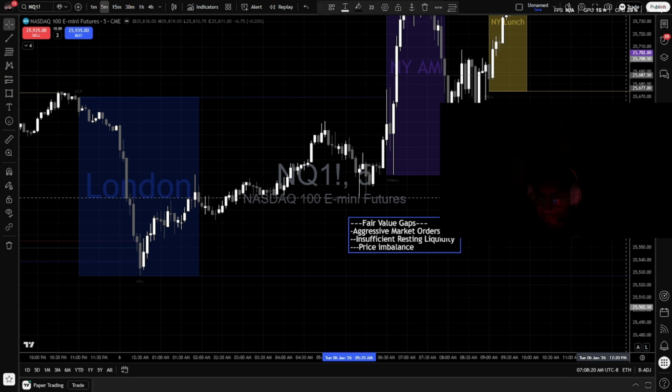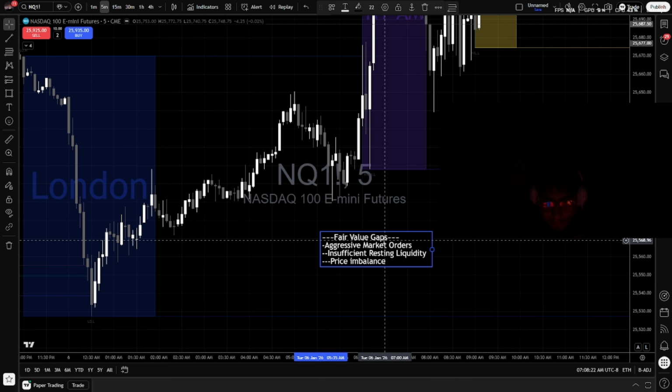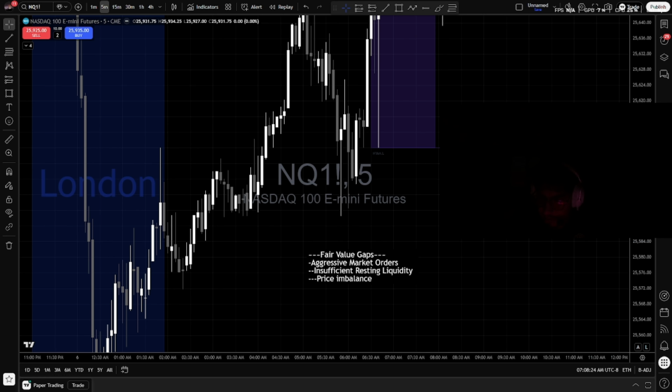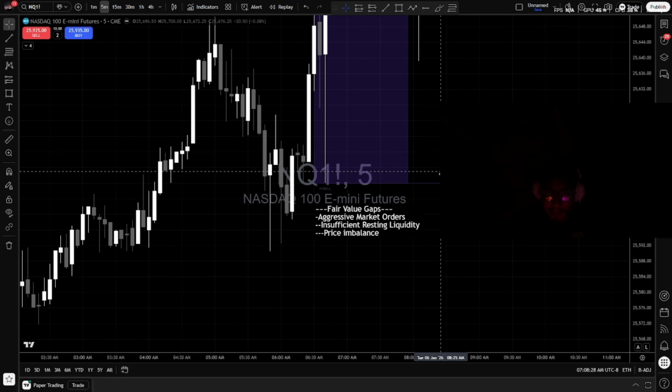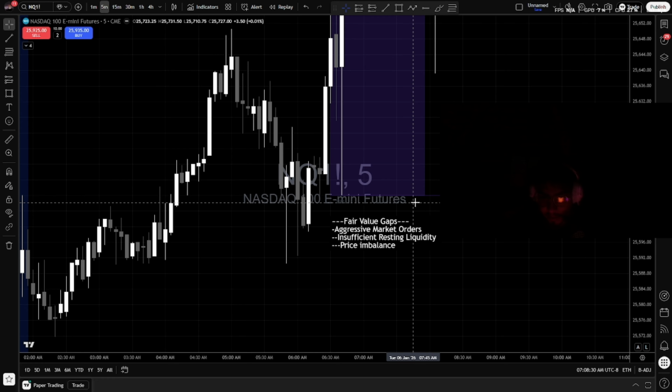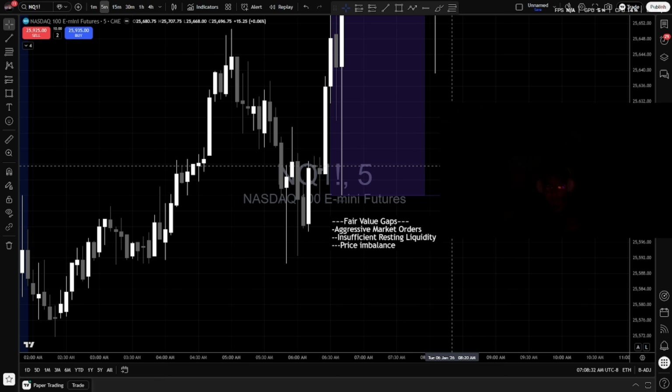Let's understand that a fair value gap is just a three candle structure, and the gap is just the parts of the second candle that have not been mitigated. What is it? How do fair value gaps work, and how do they form?